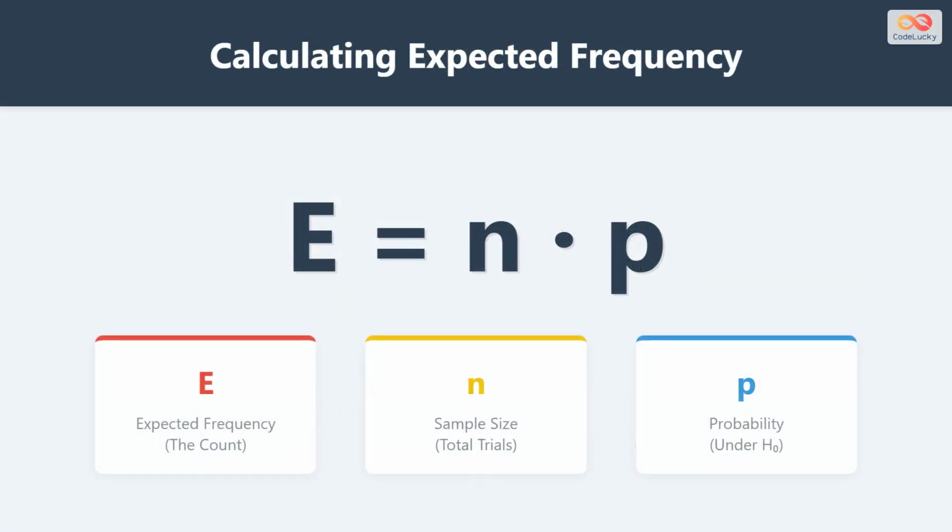To figure out what the data should look like, we use this simple formula. E equals n times p. E stands for expected frequency, n is your total sample size, and p is the probability of a specific outcome happening.